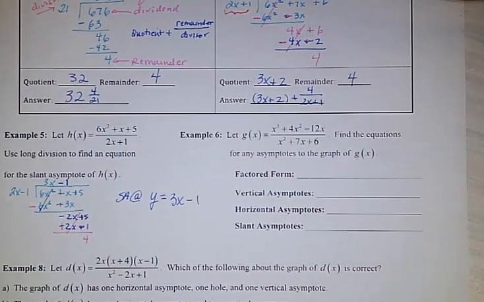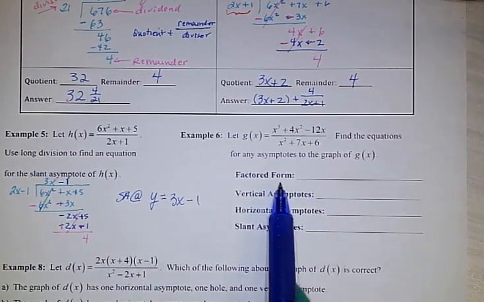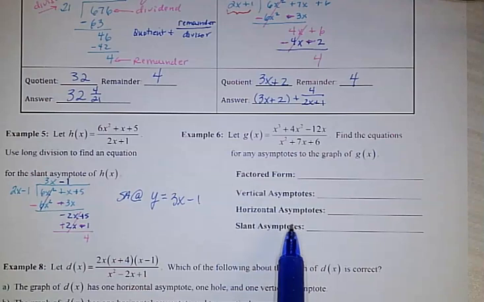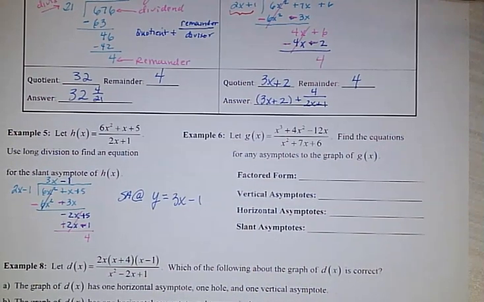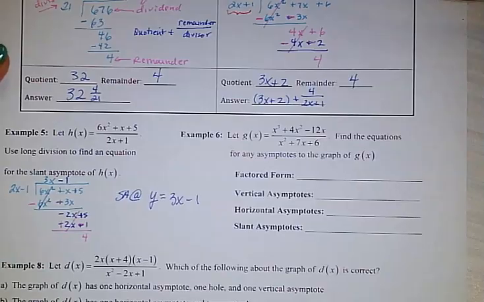All right, so example 6. I want you to find the factored form, find the vertical asymptote, find the horizontal asymptote, and find the slant asymptote. Remember that you're never going to have both a horizontal asymptote and a slant asymptote, so make sure you know if it's the case where you're going to have a slant asymptote, which would be the special case where the numerator is 1 degree more than the denominator, and the top is dominating. All right, pause your video, work through example 6.